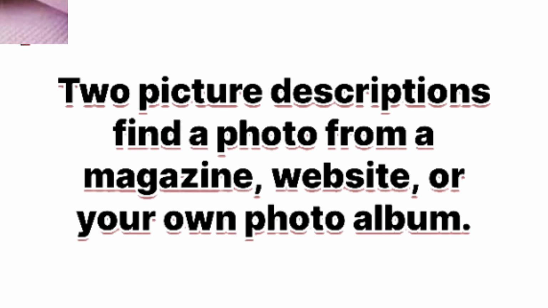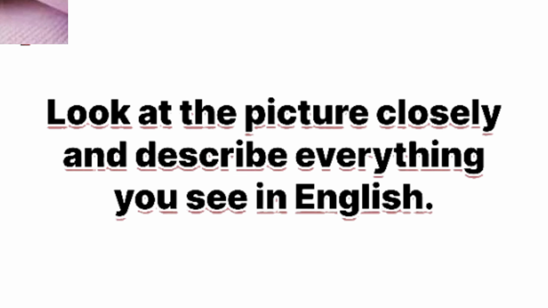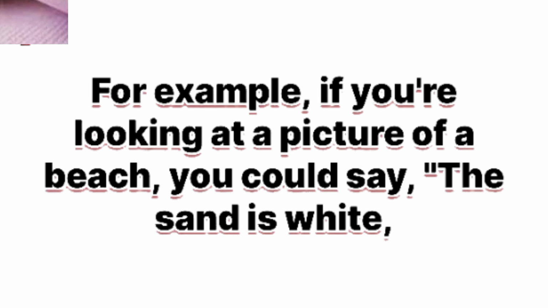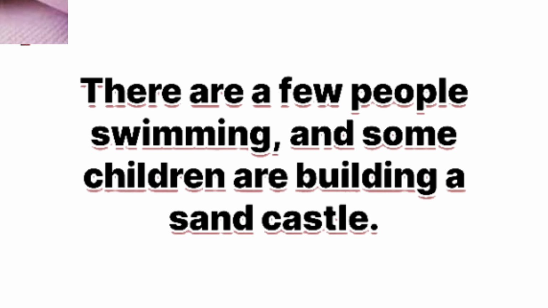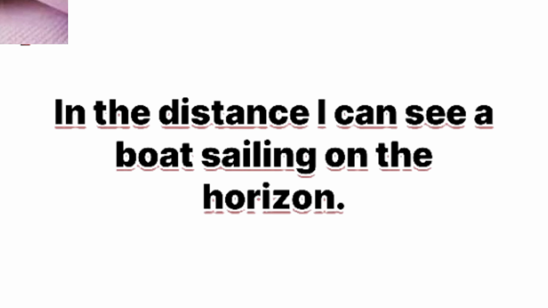2. Picture descriptions. Find a photo from a magazine, website, or your own photo album. Look at the picture closely and describe everything you see in English. For example, if you're looking at a picture of a beach, you could say, "The sand is white and the water is crystal clear. There are a few people swimming and some children are building a sand castle. In the distance I can see a boat sailing on the horizon."